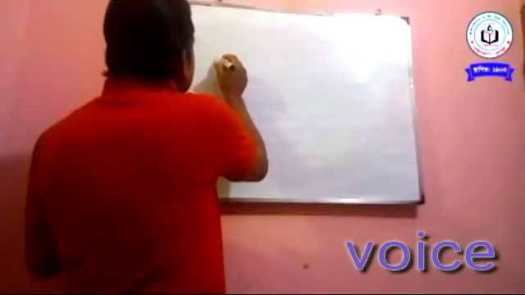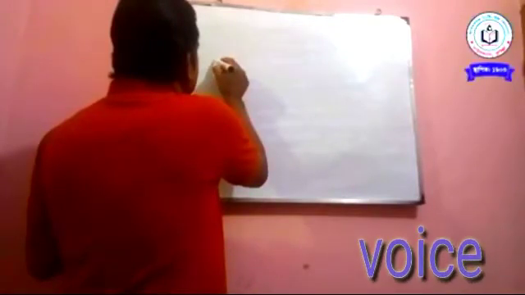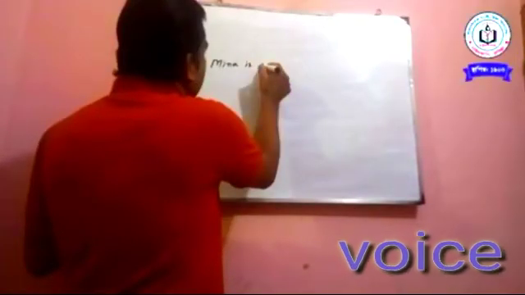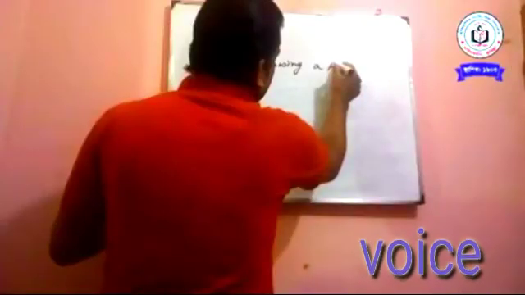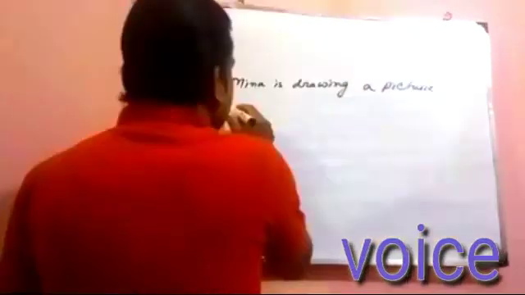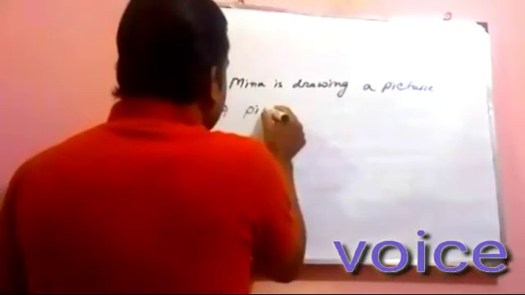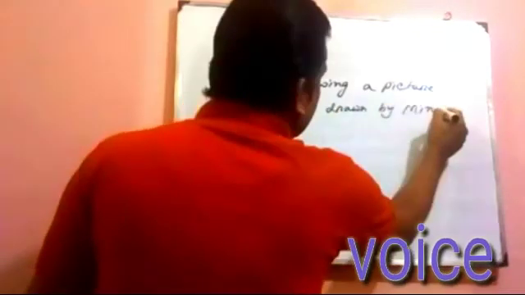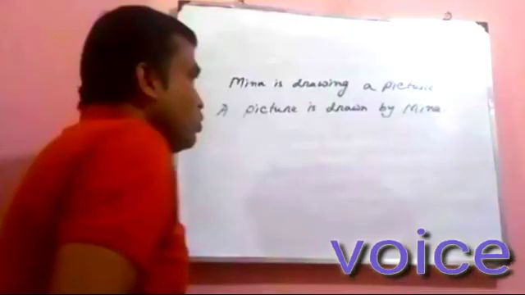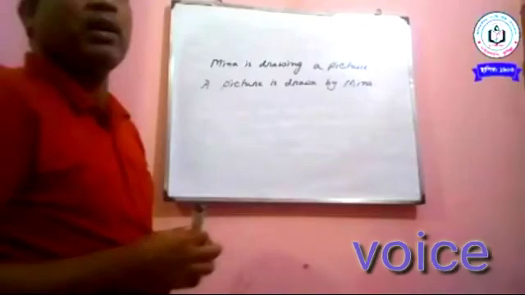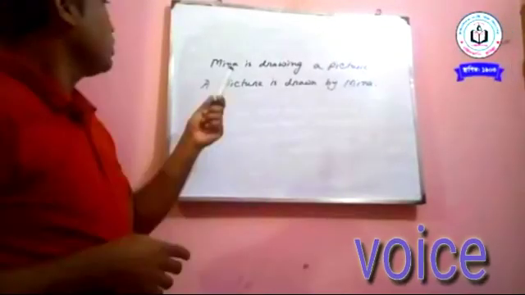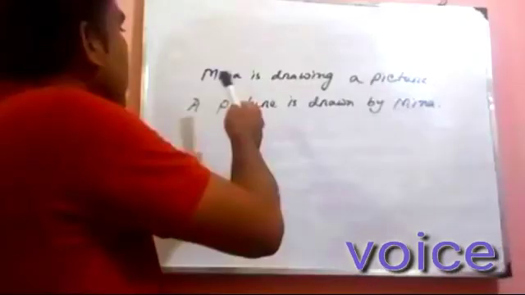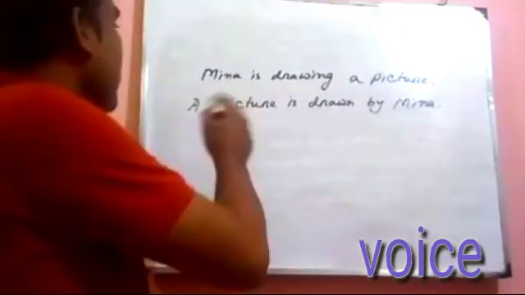Two sentences. Say, that is drawing a picture. A picture is drawn by Mina. Students, notice carefully. I have written two sentences on the board. The first sentence is Mina is drawing a picture, and the second sentence is a picture is drawn by Mina.